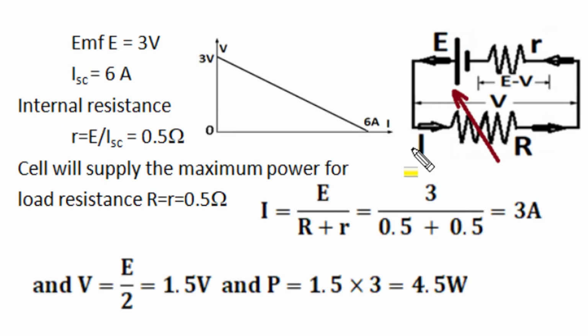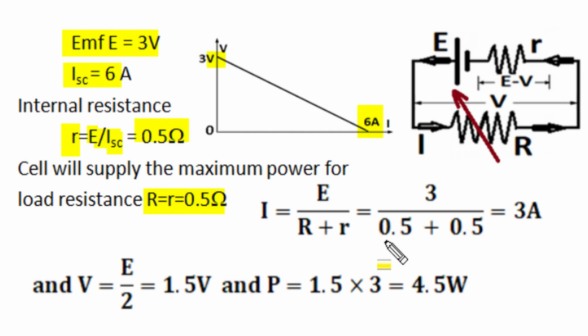From the cell characteristic, the open circuited voltage is the source EMF, 3 volt, and the short circuit current is 6 ampere. We know the internal resistance of the cell is the ratio of open circuited voltage and short circuit current, and it comes as 0.5 ohm. So this source has 3 volt EMF and 0.5 ohm internal resistance, and when a variable load resistance is connected, the maximum power in the load resistance will take place when the external resistance is equal to the internal resistance, 0.5 ohm.